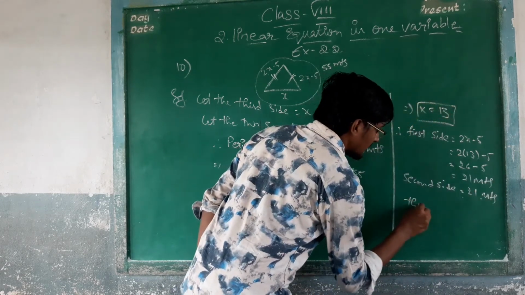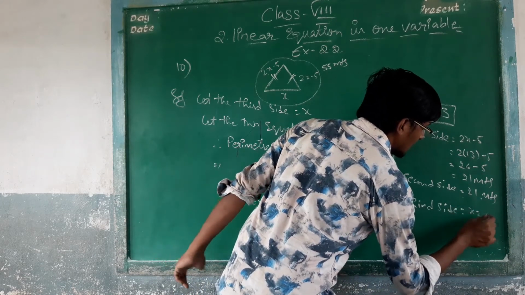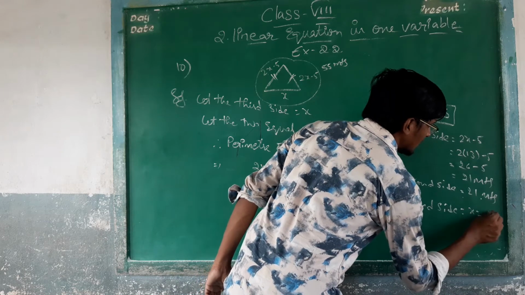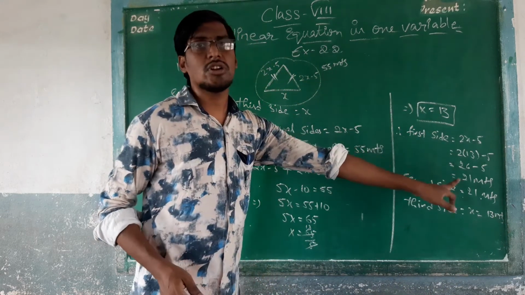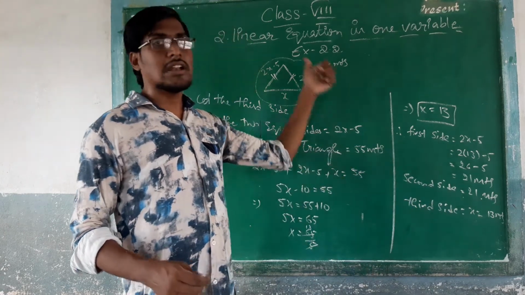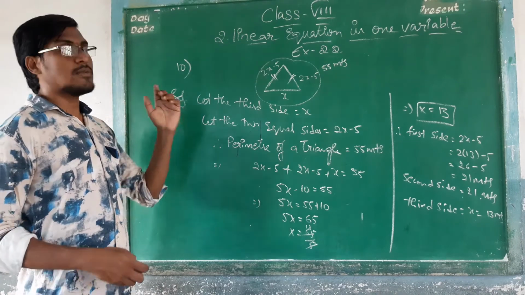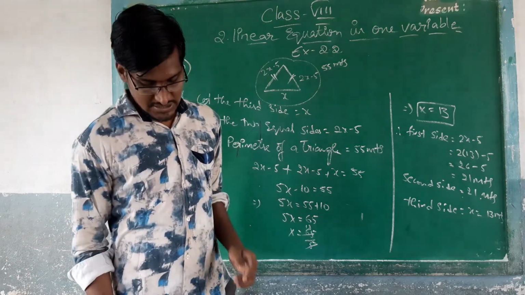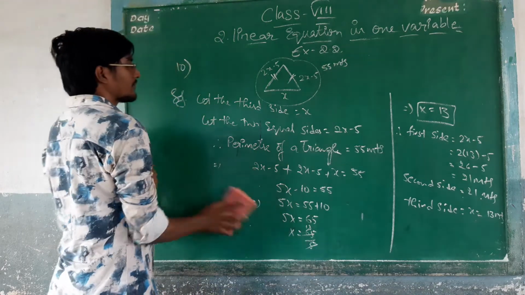And the third side? What is the third side? Here we have given that it is x, that is, x equals 13 meters. So if we add 21 plus 21 plus 13, we will get 55 meters. This is about the 10th one. Next, move on to the 11th sum.